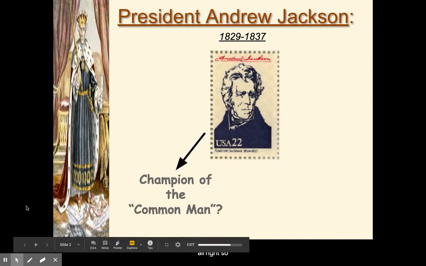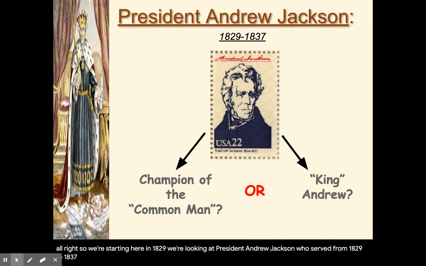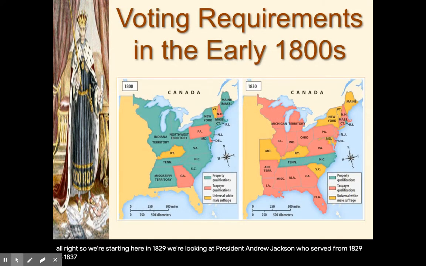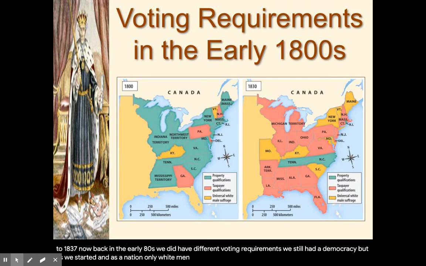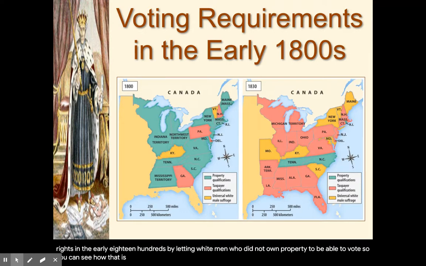All right, so we're starting here in 1829. We're looking at President Andrew Jackson, who served from 1829 to 1837. Back in the early 1800s, we had different voting requirements. We still had a democracy, but as we started as a nation, only white men who owned land could vote. So we started to expand voting rights in the early 1800s by letting white men who did not own property be able to vote. You can see how that expanded the voting population through these states and these maps.